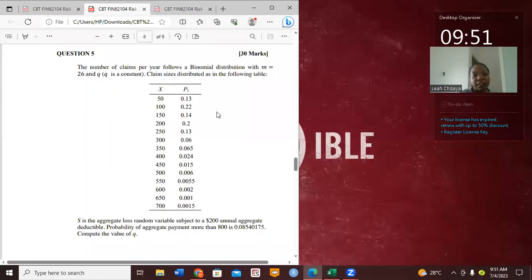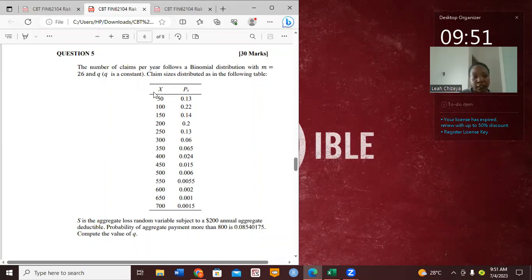So the question says that the number of claims per year follows a binomial distribution with M equal to 26 and Q a constant. Claim sizes are distributed as in the following table.